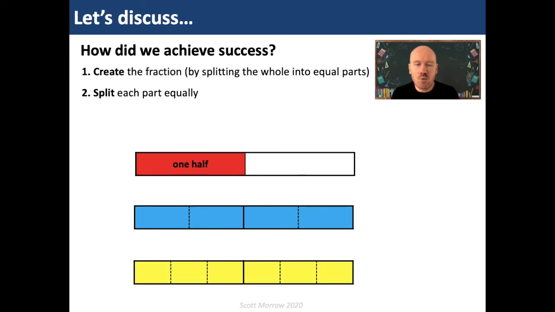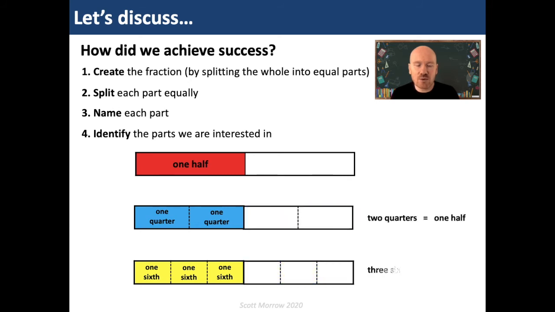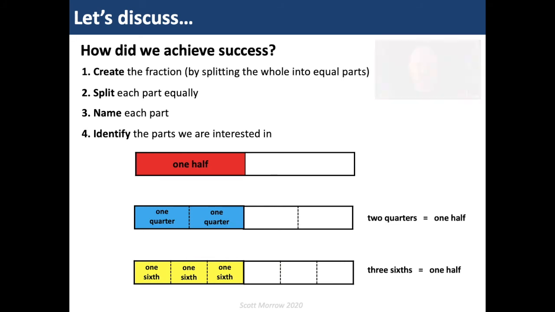Once we've done that, we can then name each of those parts. So you can see there, where we split each half into 2 parts, we've created quarters, and where we split each half into 3 parts, we've created sixths. And finally, we just need to identify the parts that we're interested in. 2 of those quarters is the same as 1/2, and 3 of those sixths is the same as 1/2.